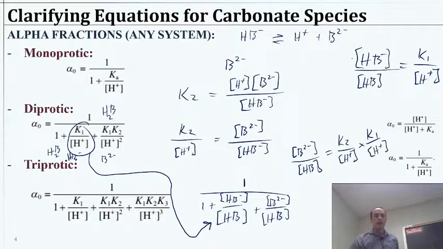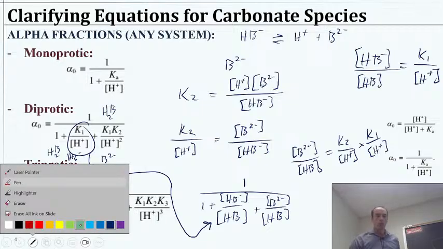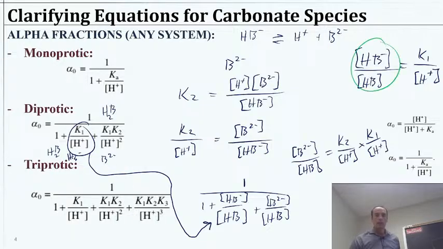Because if we take, I'm going to use a different color for a moment, if we take this guy and multiply it by this guy, the thing that remains would be B2 minus divided by HB, which is what we're trying to substitute.